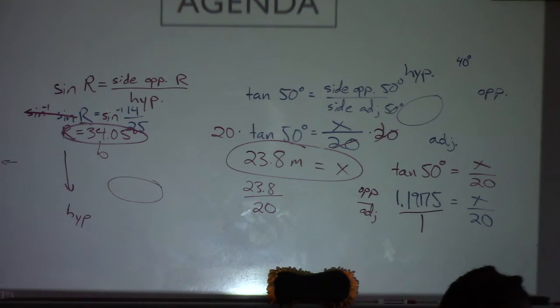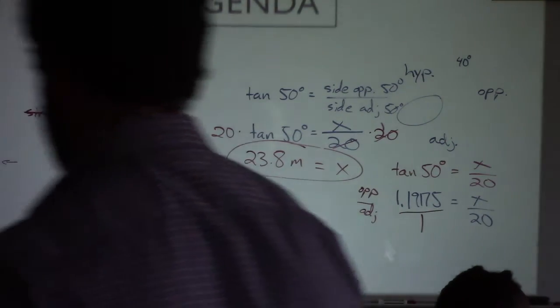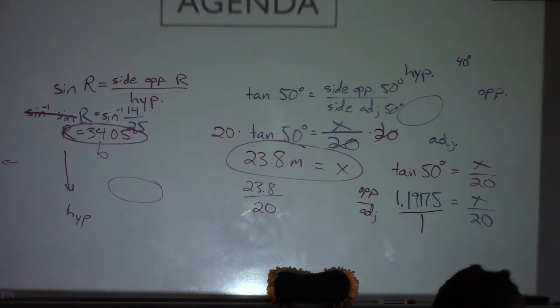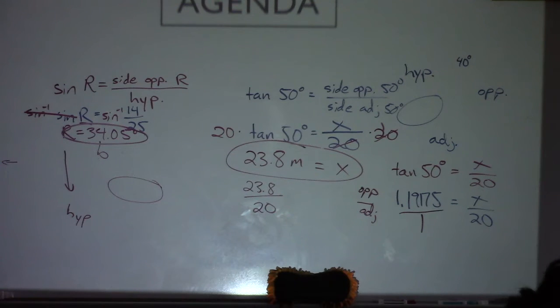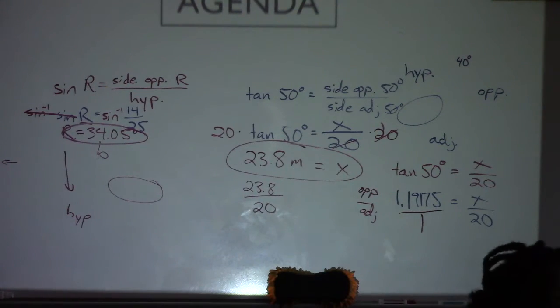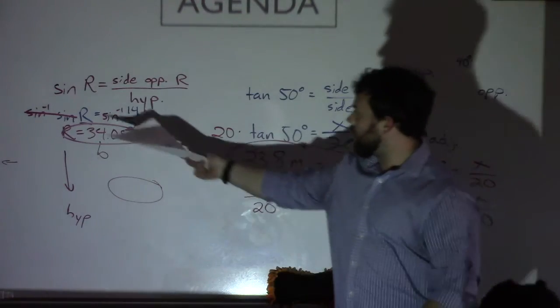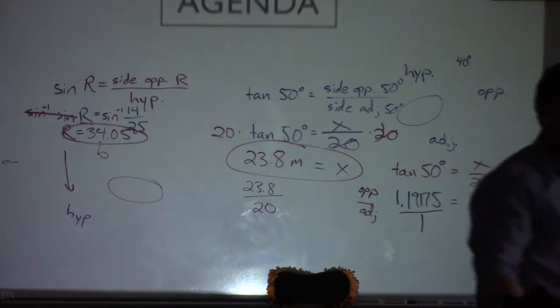Oh, phone out. Any ideas? Put it in the calculator. Take the arc sine of 14 divided by 25.